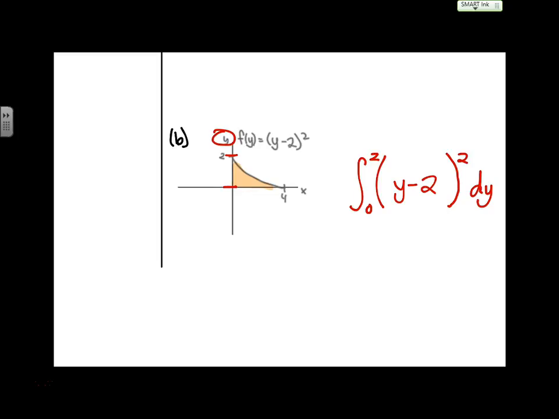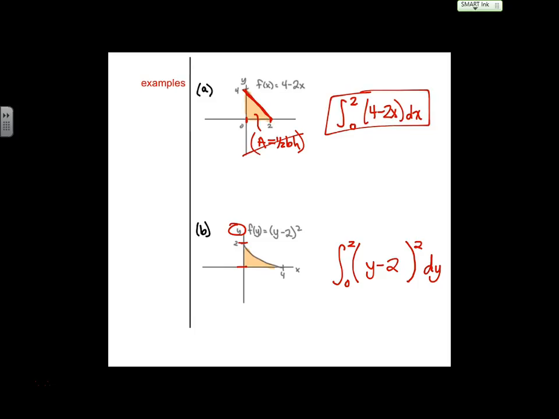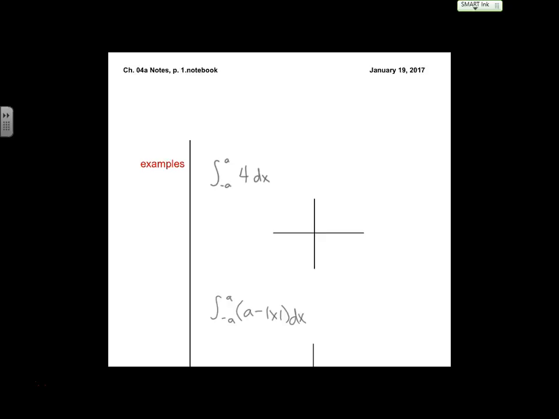Y bounds. Hey, you guys just got a really complicated idea from actually 2 chapters in the future. Whoa! If it's in terms of x, you need x bounds. If it's in terms of y, you need y bounds. Why? Aha! Perfect.